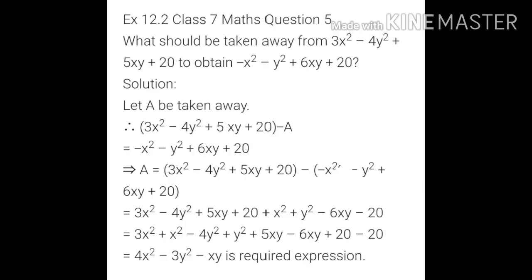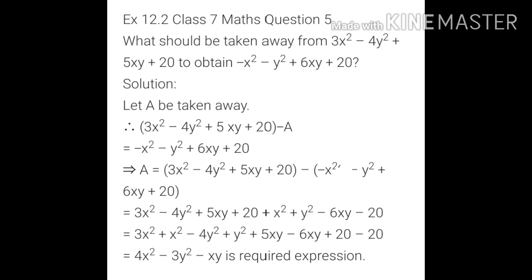Question number 5. What should be taken away from 3x square minus 4y plus 5xy plus 20 to obtain minus x square minus y square plus 6xy plus 20? Let a be taken away. Let us assume a as the number to be taken away. Therefore 3x square minus 4y square plus 5xy plus 20 minus a is equal to x square minus y square plus 6xy plus 20. This result we want, so it will be after the equal sign.